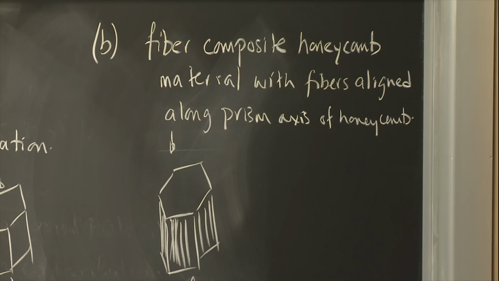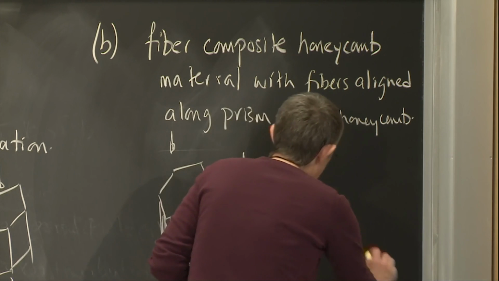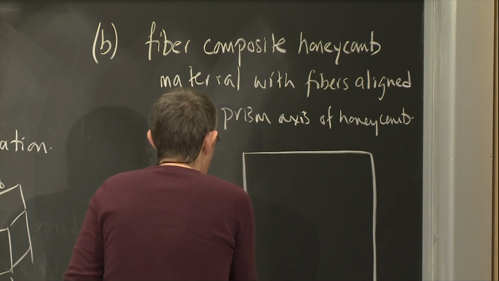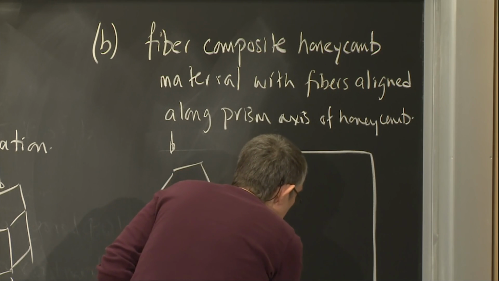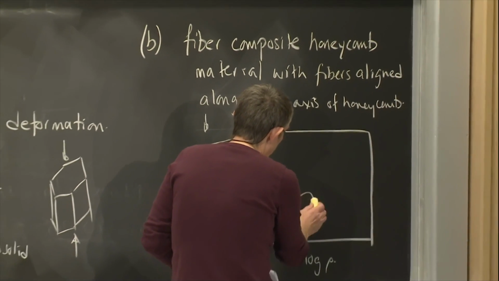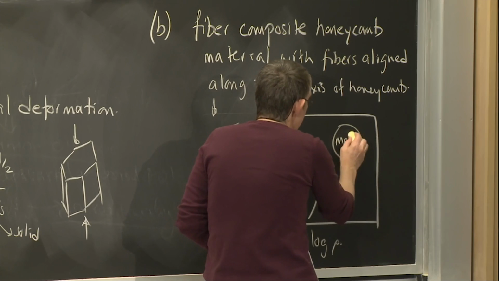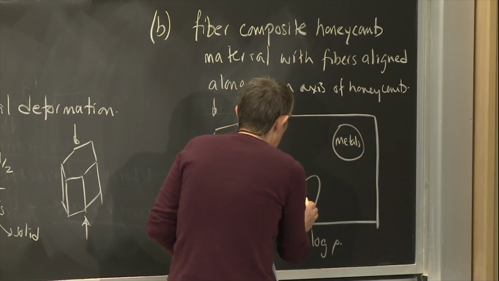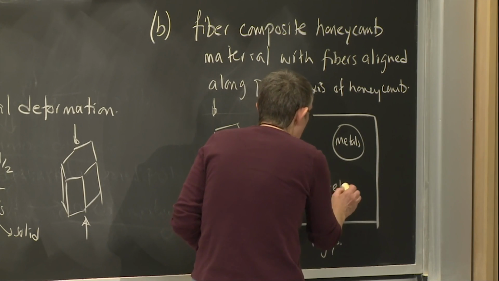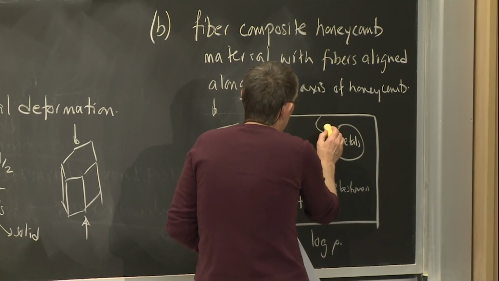And one way to think about those charts is if we had a plot, and say this was log of the modulus, and that was log of the density. I'll just draw the envelope. So foams were somewhere down here, metals were somewhere over here, and elastomers were somewhere in here. I think ceramics were up here.